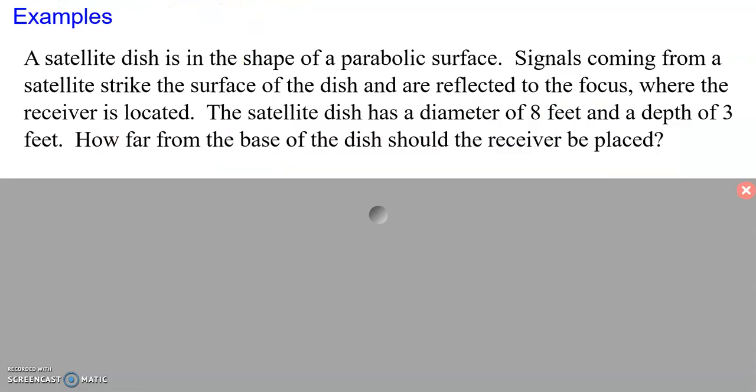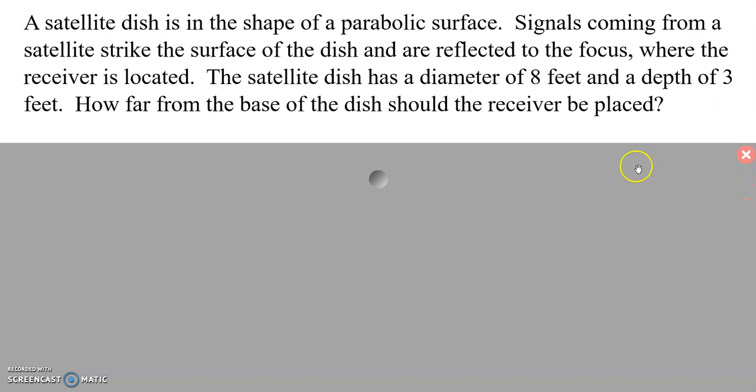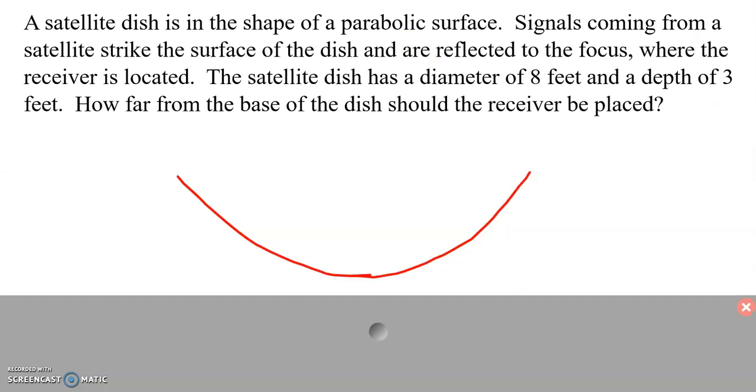All right, now let's take a look at a real-world example of a parabola. A satellite dish is in the shape of a parabolic surface, and that is true of all satellites. Signals coming from a satellite strike the surface of the dish and are reflected to the focus where the receiver is located.